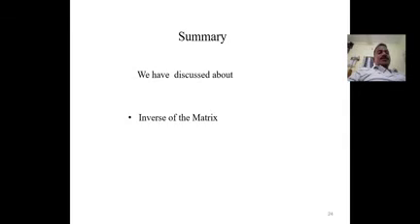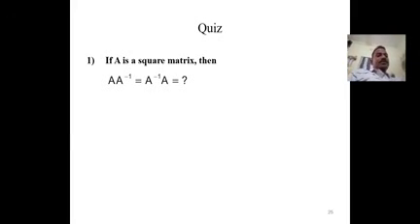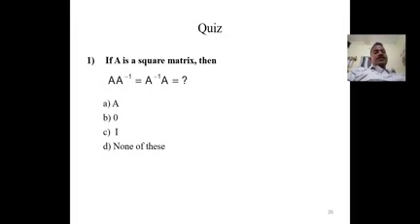Now in this case, we have already discussed this in the summary of quiz problems. If A is a square matrix, then A into A inverse equal to A inverse into A equal to the identity matrix. In the options, A is 0, B is A, C is I, D is none of these. C is the correct option, I is the identity.